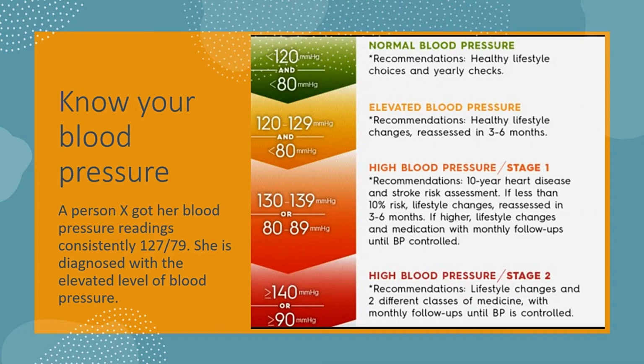Then the blood pressure readings ranging 120 to 129 and less than 80 mmHg will be interpreted as an elevated level of blood pressure, and these are the readings for high blood pressure stage 1, and you can see the range given for high blood pressure stage 2. These ranges serve as the criteria for the interpretation of blood pressure among people. These are standards with which we compare our blood pressure and get the interpretation under which category it comes.